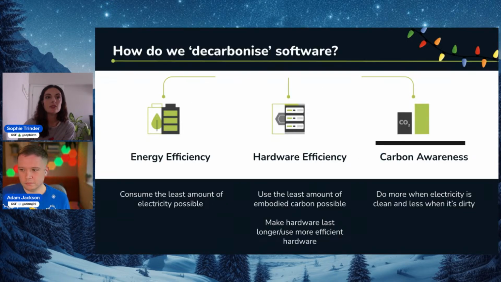So if we take those two examples, energy efficiency and carbon efficiency, how do we decarbonize software? We start with energy efficiency. We can design products to consume as little electricity as possible and ensure there is as little waste as possible, and therefore help the end user of the product reduce their emissions. In other words, software should use the least amount of energy possible per unit of work.